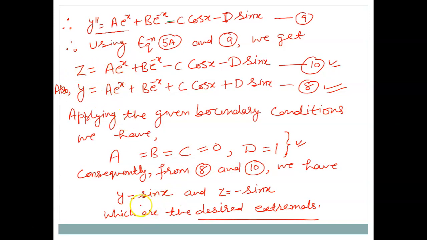So after substituting these values of a, b, c, d in equations 8 and 10, we get y = sin x and z = -sin x. So you can say y = -z, or you can say y + z = 0. So again this is also an equation of a plane. So this is the desired extremal for this problem.